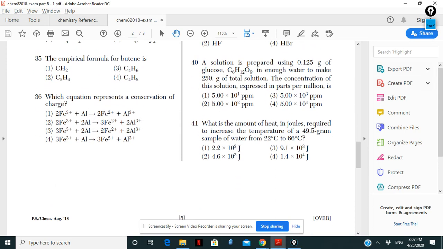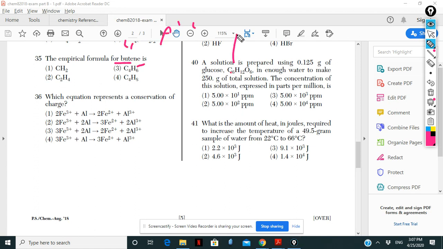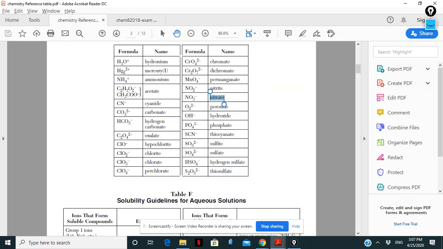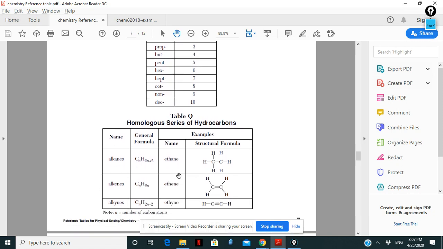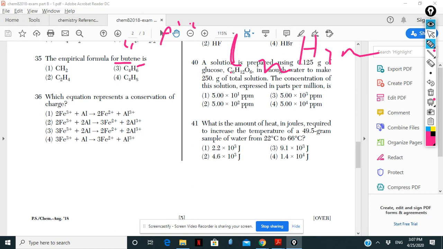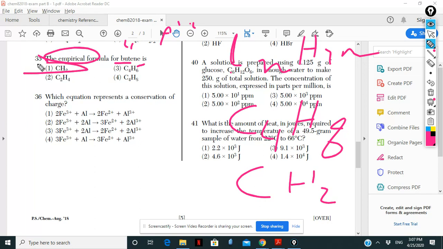What is the empirical formula for butene? But means 4, and ene means alkene, so it follows CnH2n, and you can find it in your reference sheet. So it's C4H8. The empirical formula means the simplest form, so it's the same ratio, like CH2. So the answer is 1.